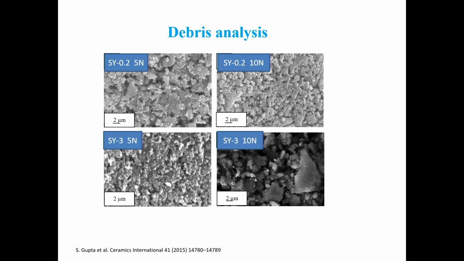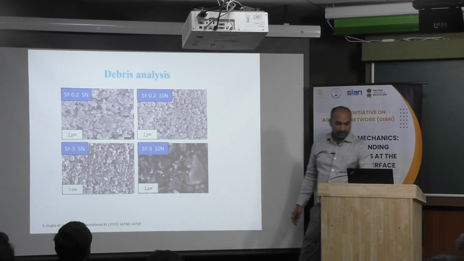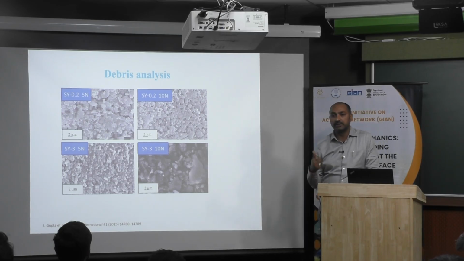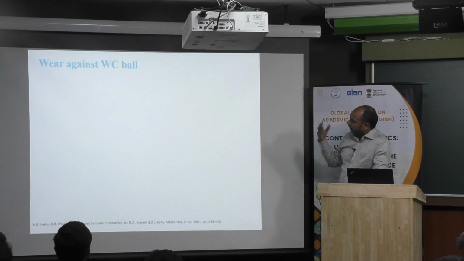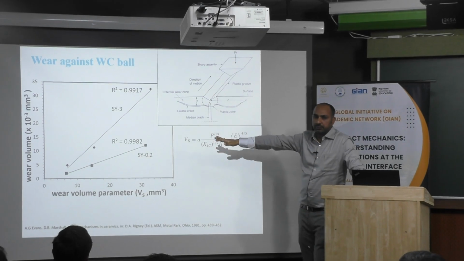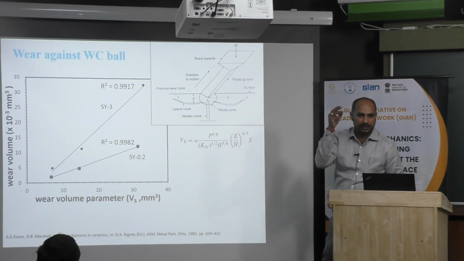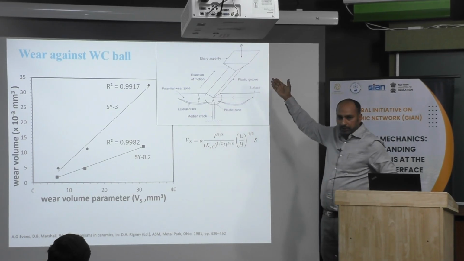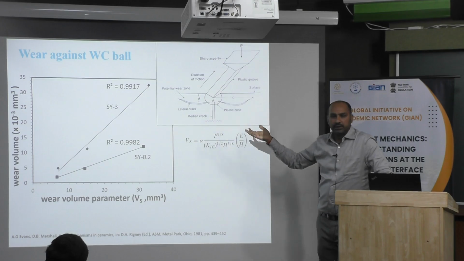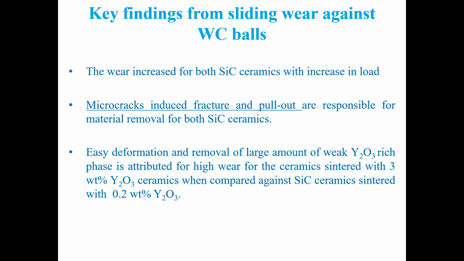Debris analysis also shows, if you see the fracture surface for both at 5 Newton and 10 Newton, that debris size is only getting reduced in both conditions, but the dominant wear mechanism here is mechanical fracture. This again gets validated because it is mechanical fracture, and no tribo layer we saw here. It is validated through the Evans model, because it is forming cracks, like we have already seen in SiC, radial and median cracks. So it is very well validating our Evans model, where we consider a sharp indenter fracturing the surface. So these are the key findings here.